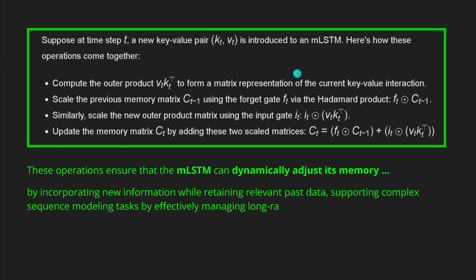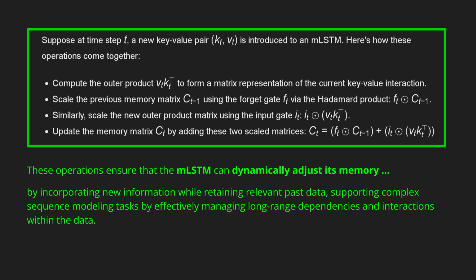Great. If you want to see how all of this comes together: at time step t, a new key value pair is introduced to our matrix LSTM. And now we have those 4 operations. You compute the outer product to form a matrix representation of your new key value interaction. You scale the previous memory matrix using the forget gate via the Hadamard product. You scale the new outer product matrix using the input gate. And then you just update your memory matrix by adding those two scaled matrix structures.